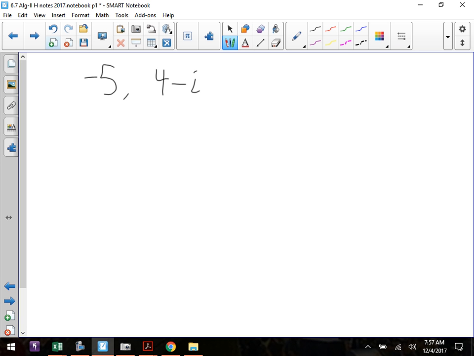I want to write out the polynomial of least degree. Then I have a -5 for a 0 and a 4 minus i for a 0. What is the degree that you should wind up with? Third degree. You should wind up with a 3rd degree polynomial here because you have 4 minus i, which means you have to have a 4 plus i as well.